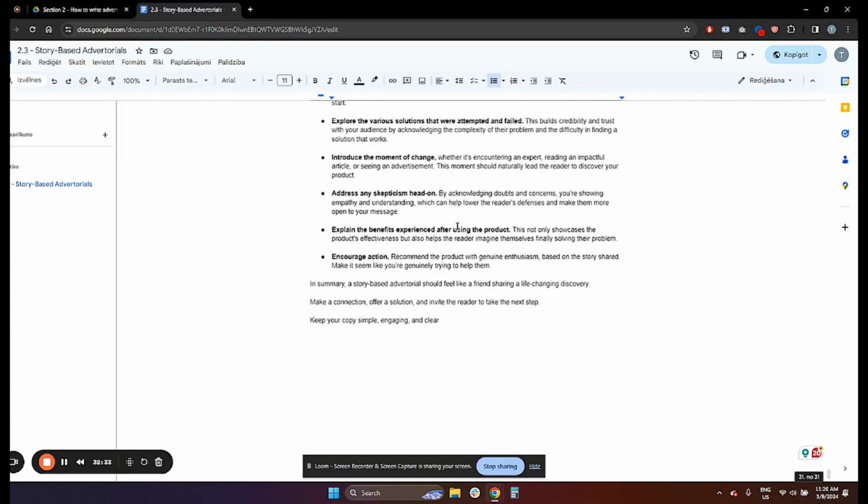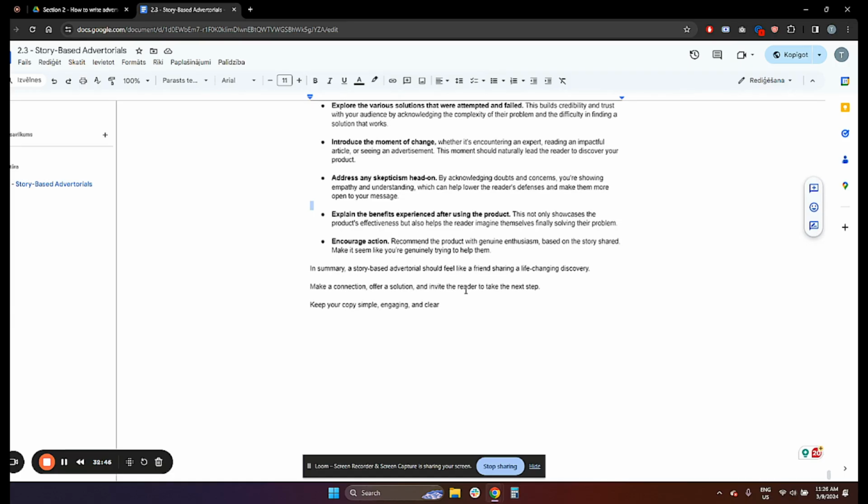Yeah, towards the end, encourage action. So put a call to action, handle objections. In between these two, you can add social proof. And yeah, in summary, a story-based editorial should feel like a friend is sharing a life-changing discovery, make a connection, offer a solution, and invite the reader to take the next step. So keep your copy simple, engaging, and clear, so it's easy to read, and most importantly, be relatable.